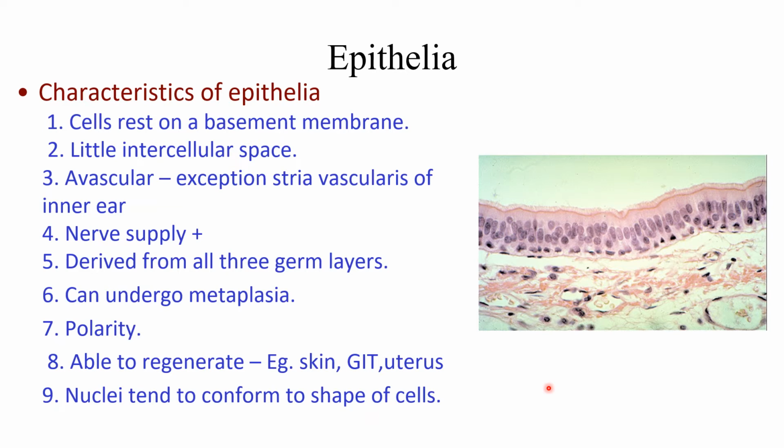So the characteristics of epithelia, let me revise. The cells rest on basement membrane with little intercellular space. They are avascular, but they have nerve supply. The epithelia are derived from all three germ layers. They can undergo metaplasia. They exhibit polarity. They are capable of regeneration. The nuclei tend to conform to the shape of the cells.